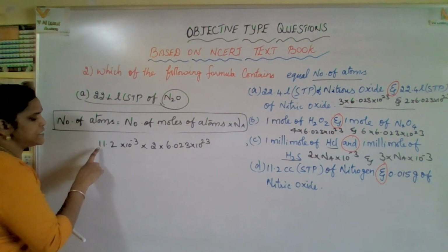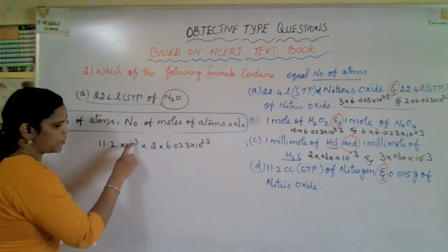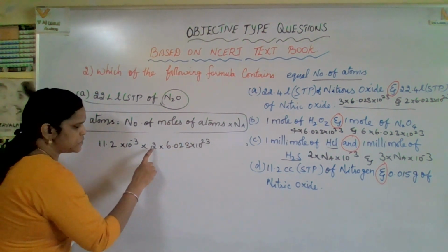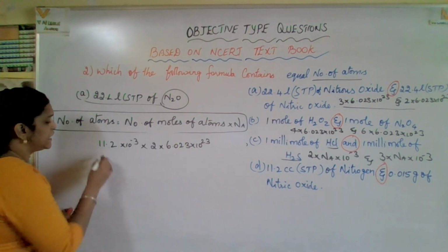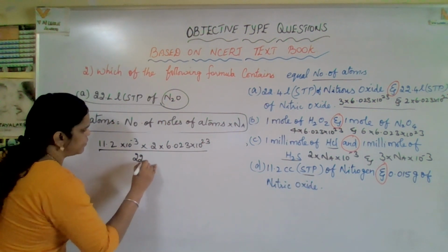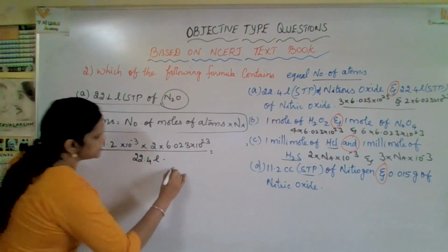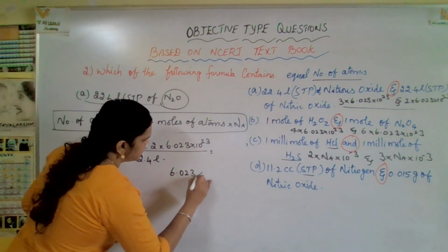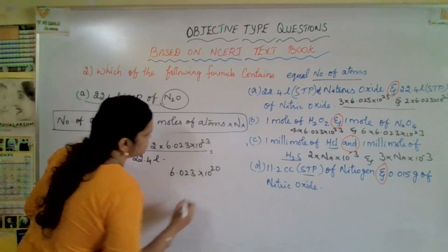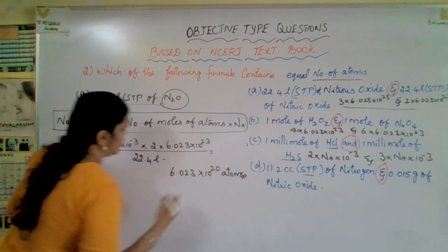Yes. So that means 11.2 cc, that is 11.2 into 10 to the power of minus 3 into number of atoms 2 into Avogadro number divided by STP they mentioned no. So that means 22.4 liter. So what is the answer? You will get 6.023 into 10 to the power of 20 atoms. Right? Okay, the next one.